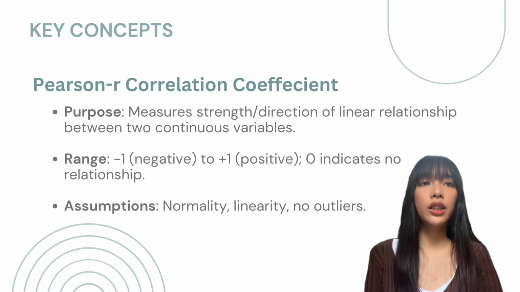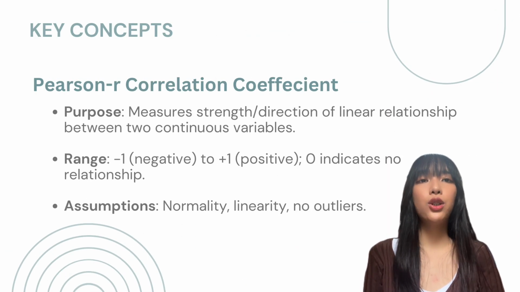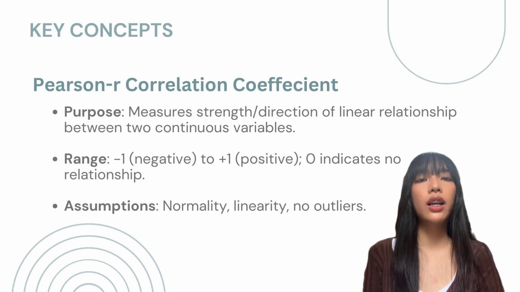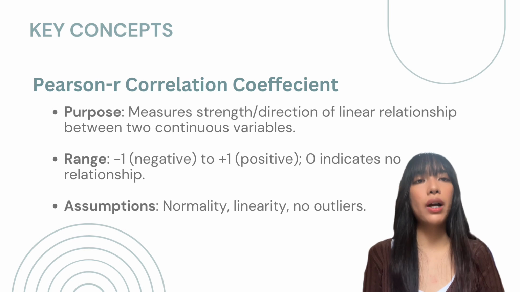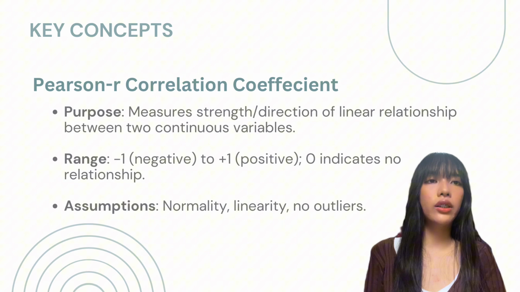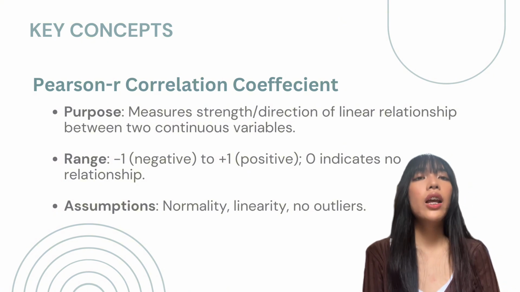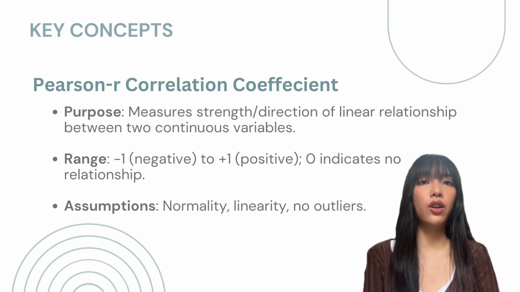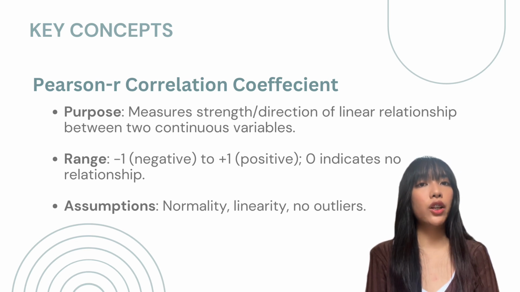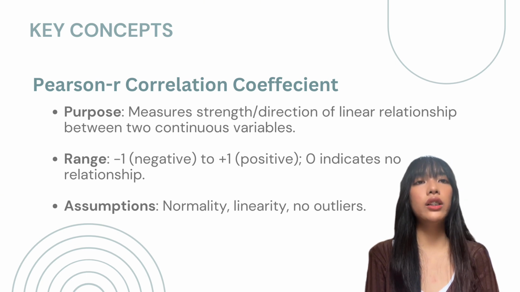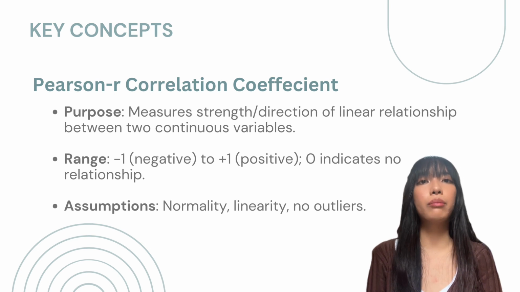First, let's discuss the Pearson correlation coefficient. This method is used to measure the strength and direction of a linear relationship between two continuous variables. The result, which ranges from -1 to +1, indicates how closely the variables are related. A value of +1 signifies a perfect positive correlation, -1 indicates a perfect negative correlation, and 0 means there is no relationship at all. It's important to note that Pearson's method comes with certain assumptions, such as the need for both variables to be normally distributed, exhibit a linear relationship, and have no significant outliers.